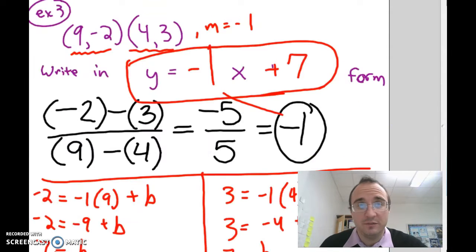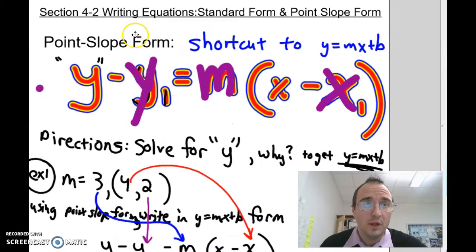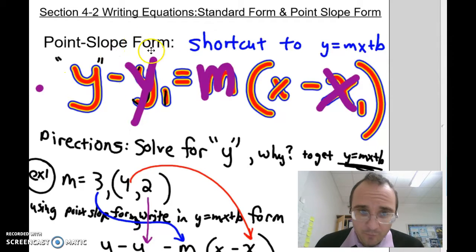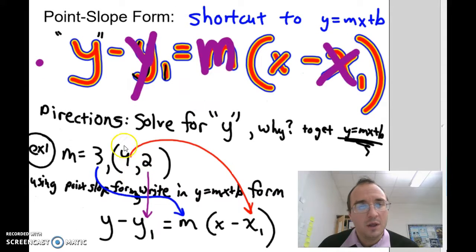Bringing us to today's lesson. In the book, this is section 4.2. In section 4.2, we use the format point-slope form, which is y minus y1 equals m times x minus x1. As you can see in purple, that's what we're going to be filling in. Where do you get the numbers? Oh, you get them right here.